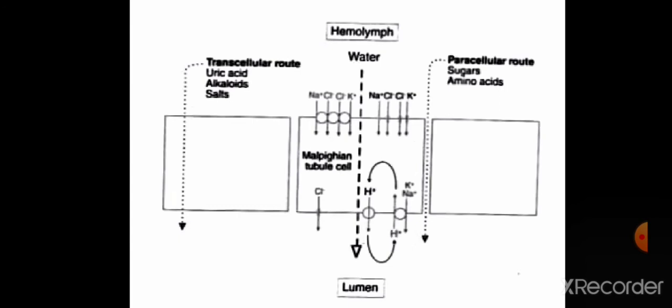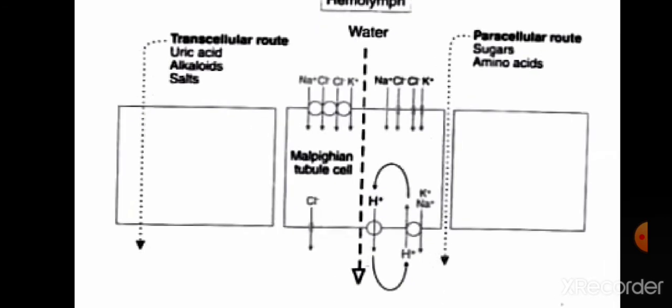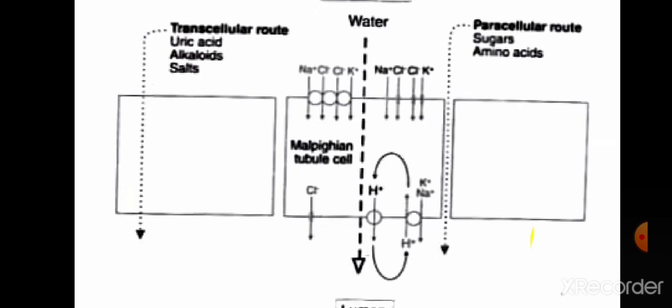Here we can see the lumen of the rectum, the hemolymph, and the transport of water molecules through simple osmosis, and the Malpighian tubule cells. Water enters through the hemolymph into the Malpighian tubules and then the lumen of the rectum.